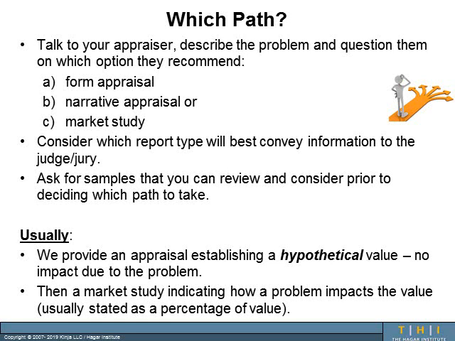And don't try to think you can hide it in smoke and mirrors, because doing so just creates more problems than it's worth. I would recommend that you ask for samples that you can review and consider prior to deciding which path you want to take down this appraisal. Now, usually, here's a path that we go. Usually we provide an appraisal establishing the value, a hypothetical value for the property, assuming that there's no problems, like I did with that one without a building permit.